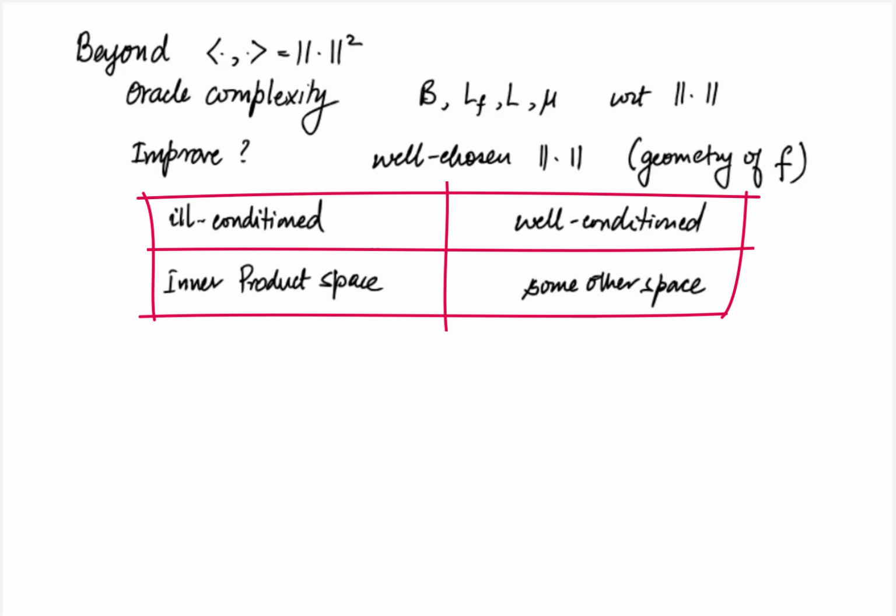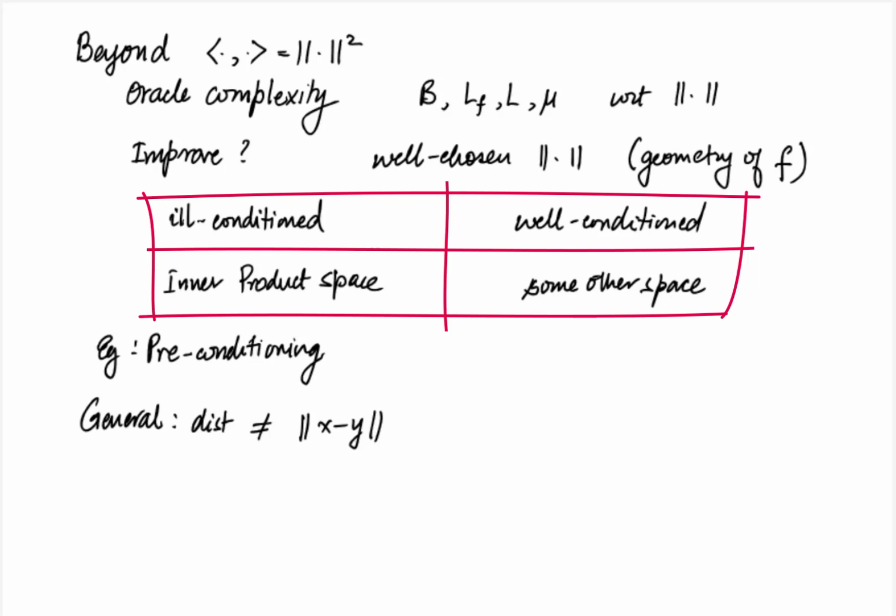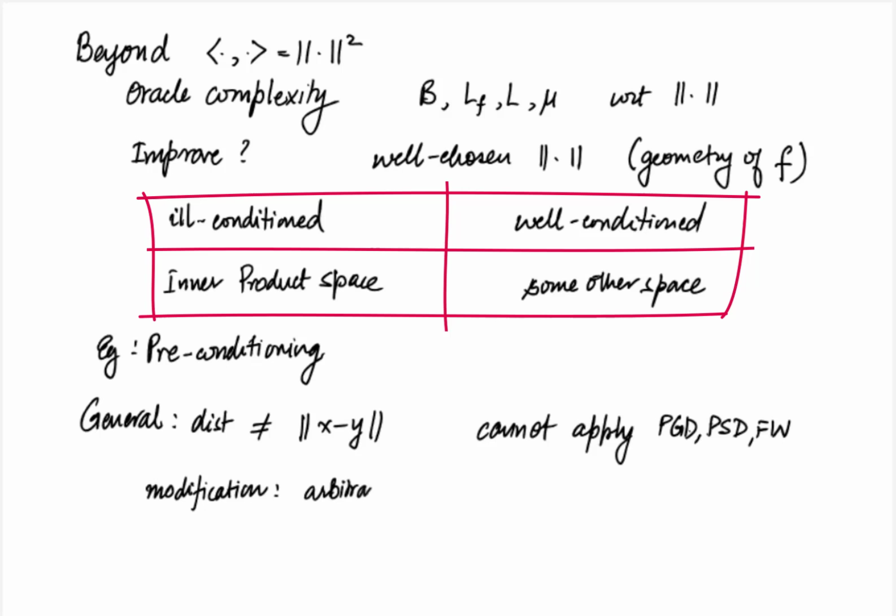We have seen an example of this earlier in the context of preconditioning, where an affine transformation of the vector x made the function regular. In general, however, that space may not necessarily be an inner product space. In fact, distances in that space may not necessarily be defined using norms at all. Clearly, we cannot apply classical projected gradient or subgradient descent methods because these algorithms are only defined for inner product spaces. So we need a modification of these algorithms that can handle arbitrary distance metrics.